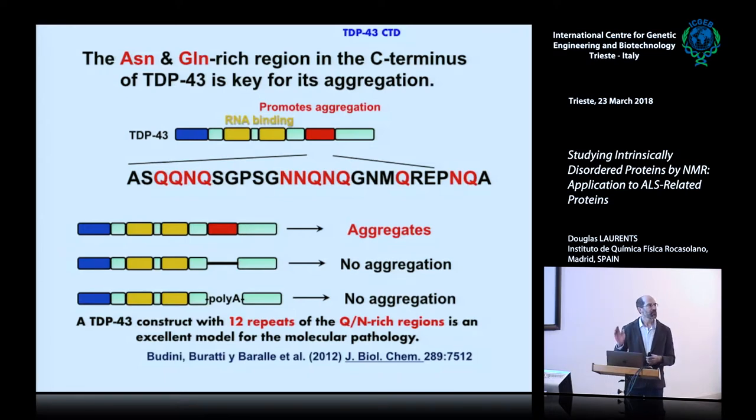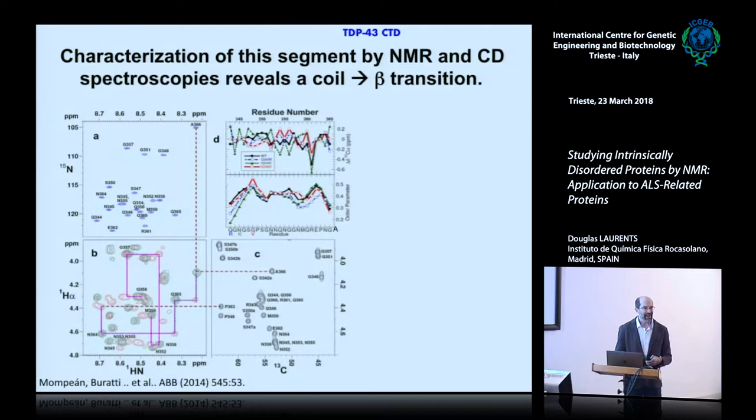So we decided, in collaboration with you, to investigate what would be the conformation of this glutamine asparagine-rich region. Why just 12? I think there was a series of constructs that were made. And I think even with four repeats, there was some power to form aggregates and pull the endogenous protein into the aggregate. But with 12 repetitions, the process becomes much more efficient. That probably has something to do with the cooperativity of the aggregation process.